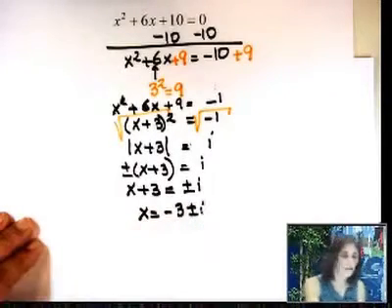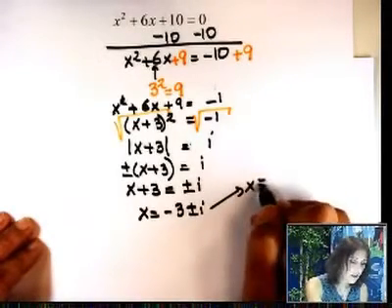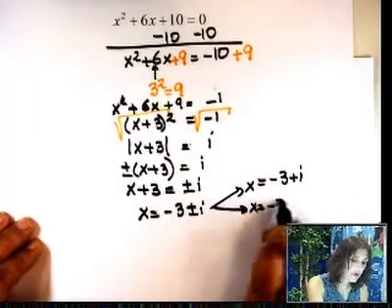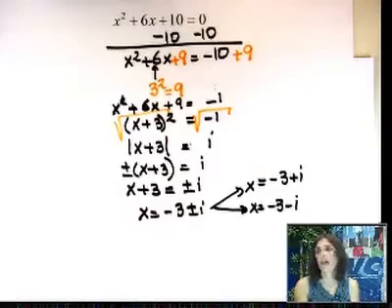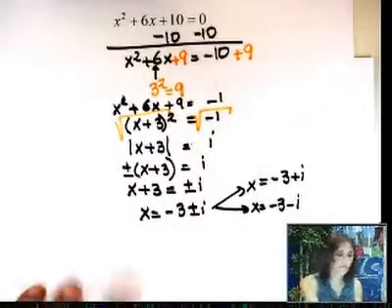What did you end up having? You ended up having a complex pair. Negative 3 plus i, negative 3 minus i. Why? Because I ended up with a negative number on the right.